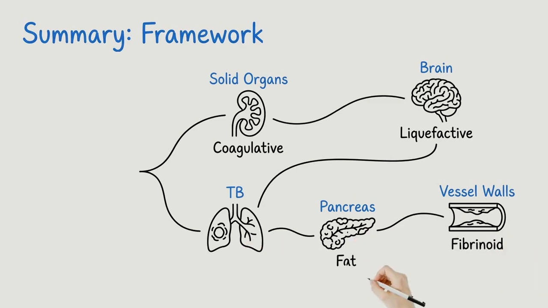Vessel walls with immune complexes or extreme pressure show fibrinoid necrosis. Ischemic limbs show gangrene. Dry is coagulative only. Wet adds infection and liquefactive.